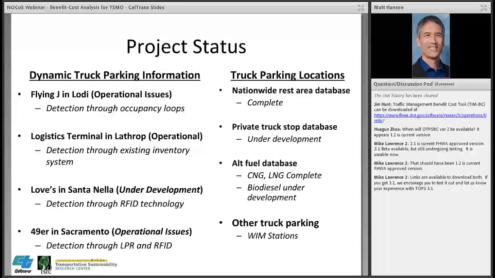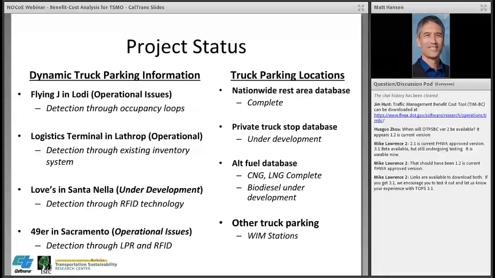And for project status, we have four truck stops that are outfitted with technologies. I will say that the 49er in Sacramento at the bottom is the only one that's operational right now. No, not the 49er, I'm sorry. The second one, Logistics Terminal in Lathrop, is the only one that's operational right now. We've had technical issues with the other sites. The 49er's gate broke down, so they're putting in a new system, and we will have our system up and running once they get their new gate installed.